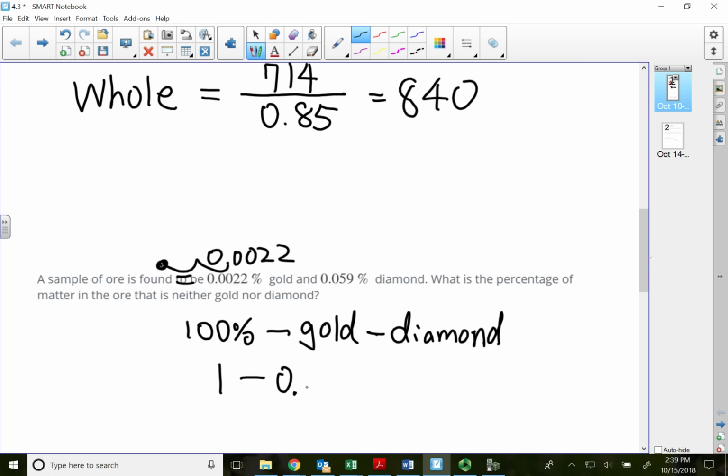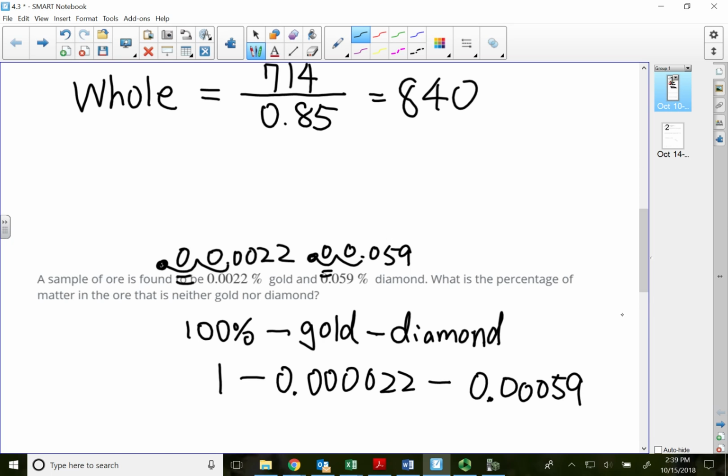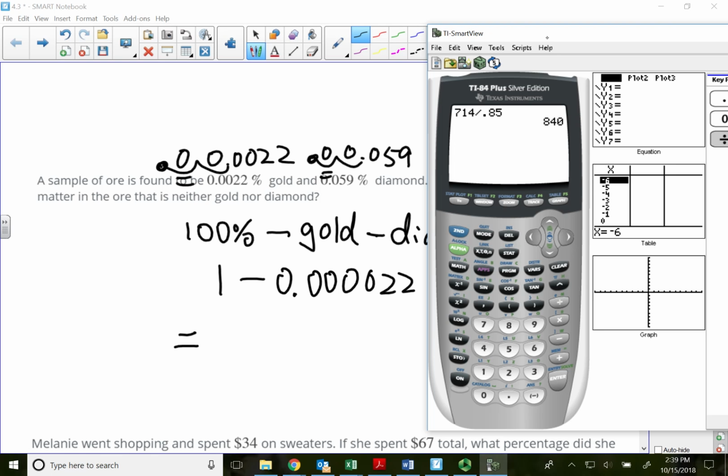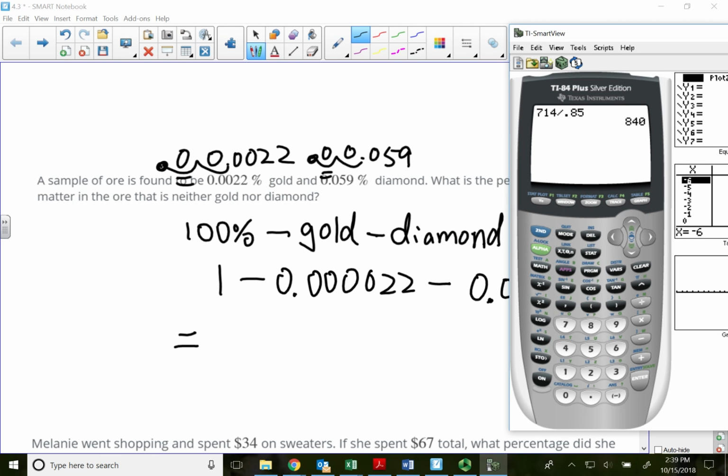0.1, an empty slot, that will be a 0 right there. That will be 0.000022 minus the diamond, 0.059%. Move the decimal to the left 2 places. So the decimal is here now, 1 empty slot, minus 0.00059. So once I subtract off those 2 percentages, the rest of it is going to be neither gold nor diamond.